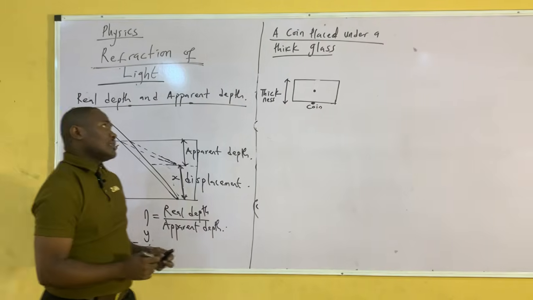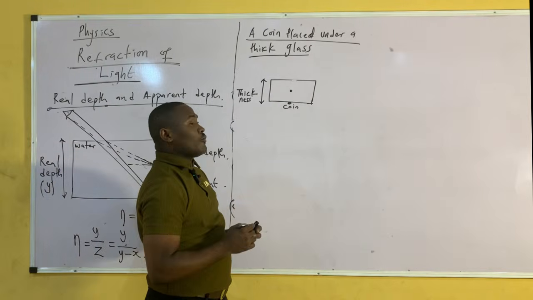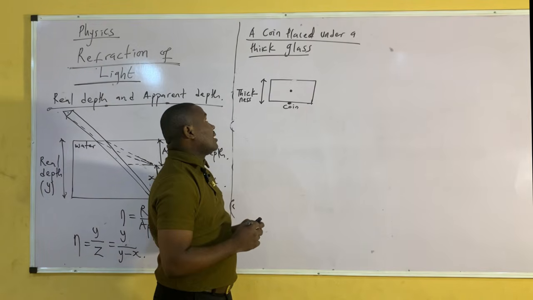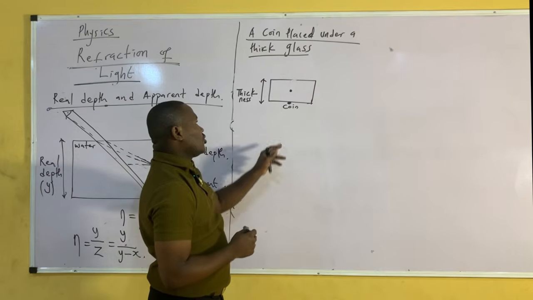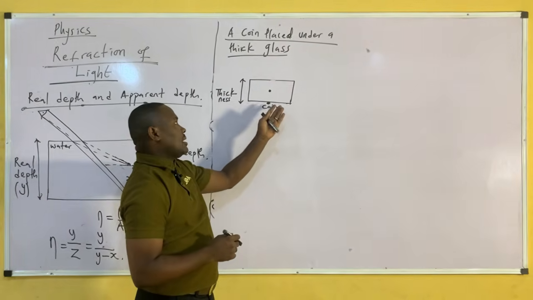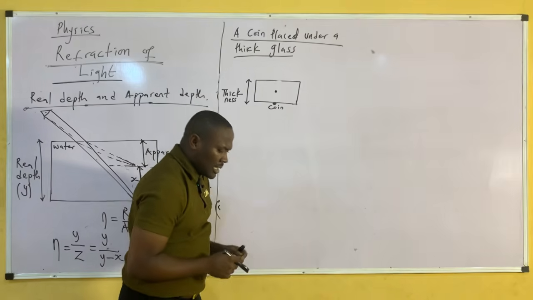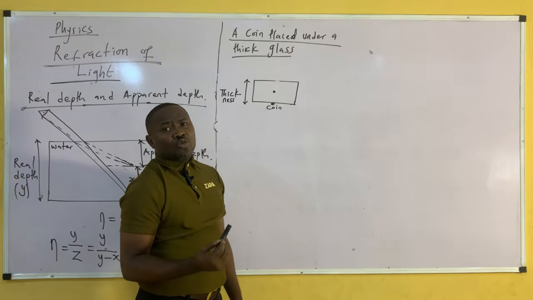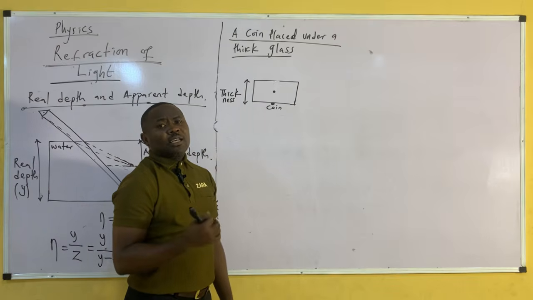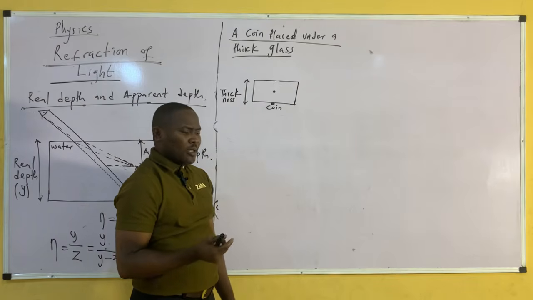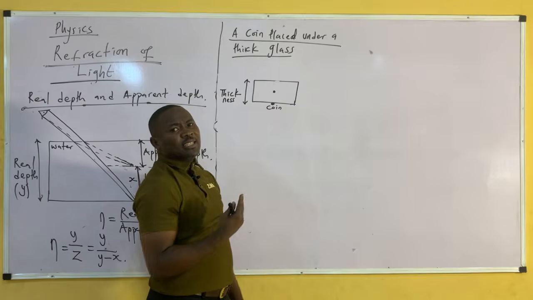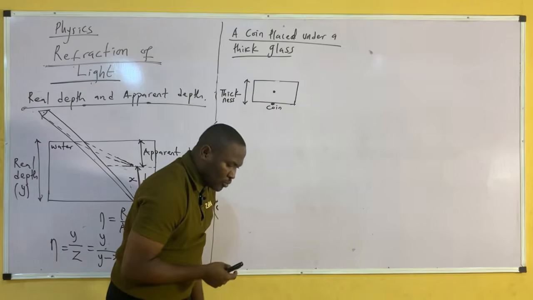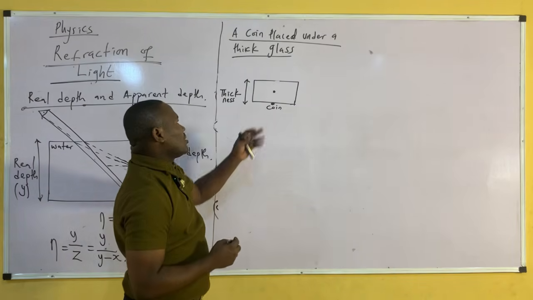Now let's look at this case, a case of a coin placed under a thick glass. So the coin is beneath the thick glass, and when the coin is viewed from the top of the glass, it is as though the coin is inside the glass. It can also be a write-up that will appear to be engraving inside the glass when viewed from the top of the glass. Now, what is this?